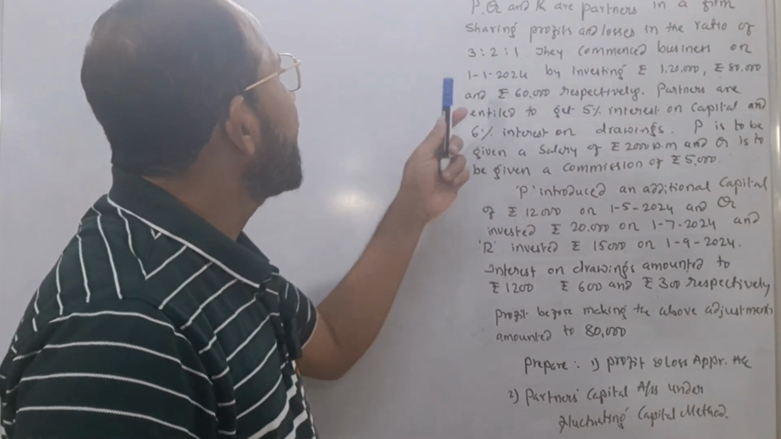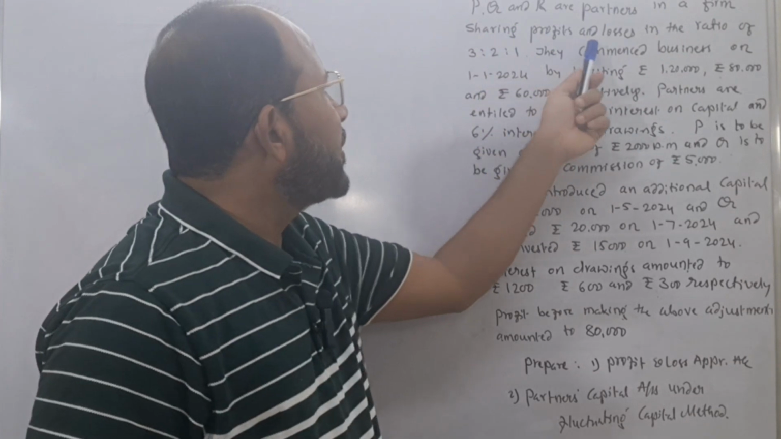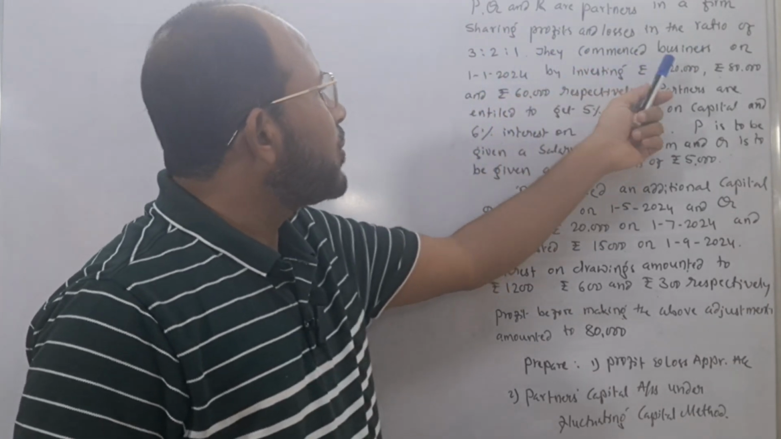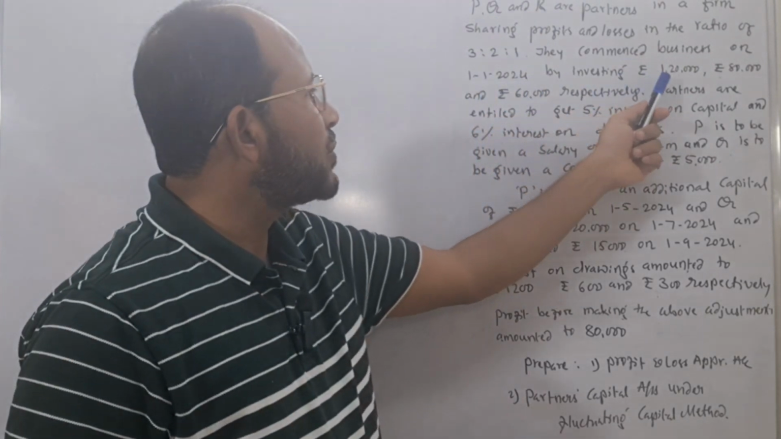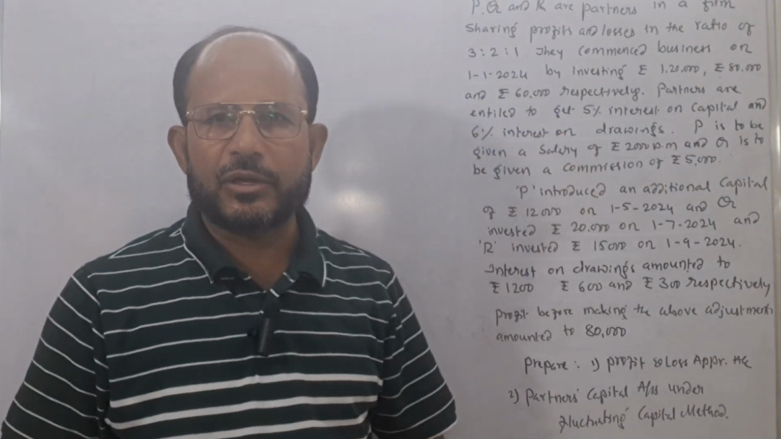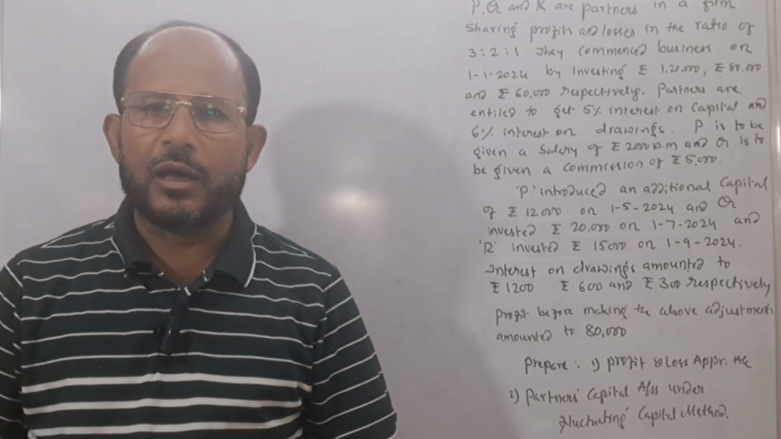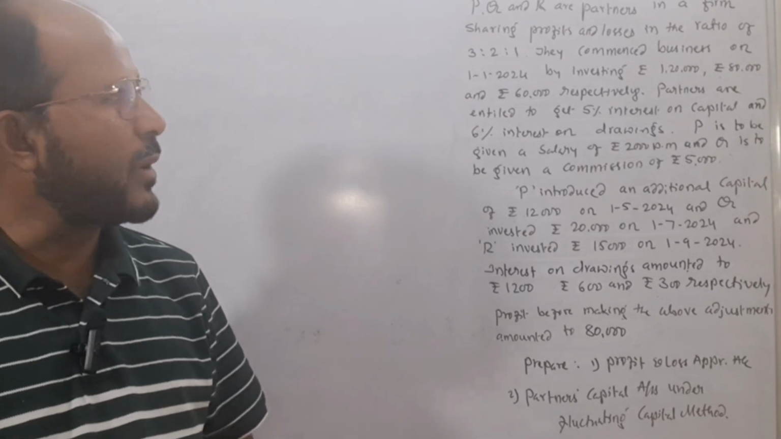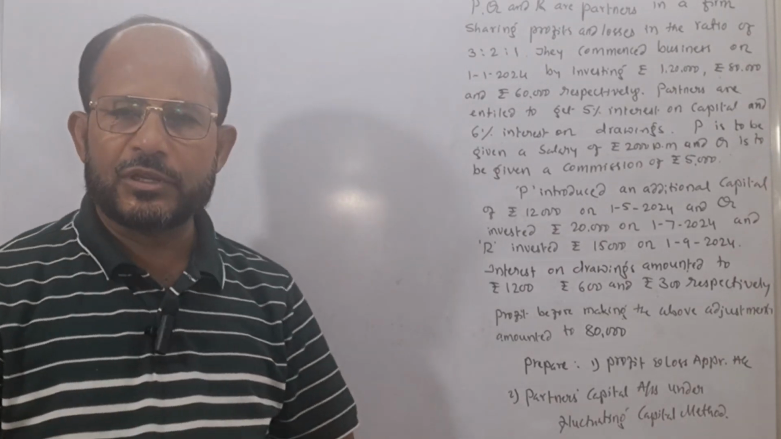Let us see what is given here. P, Q and R are partners in a firm sharing profits and losses in the ratio of 3 is to 2 is to 1. They commenced business on 1st January 2024 by investing rupees 1,20,000, rupees 80,000 and rupees 60,000 respectively. Here three partners are there, namely P, Q and R.